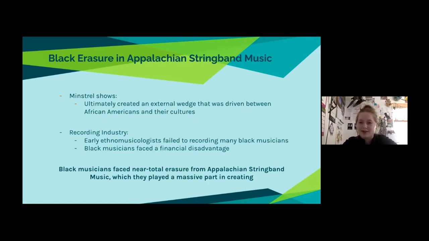And then the recording industry also played a pretty big role in this. Early ethnomusicologists did a really poor job at accurately recording Black musicians as well as their cultures. Since they were pretty much always seeking out white musicians, Black musicians also faced a really big financial disadvantage at this time. So Black musicians faced near total erasure from Appalachian string band music, which was really bad since they played a massive part in creating it. It became a whitewashed tradition.